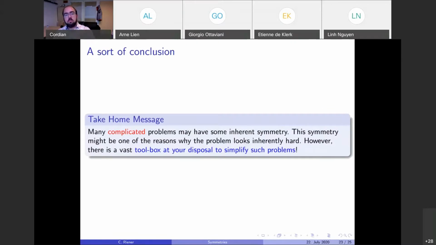Okay, so this might have been just a taste of something, but I think it gives a nice example for the second take-home message that I want to give you as a conclusion of this whole series of three talks. And this is that many complicated problems have inherent symmetry, like this beautiful picture that I showed. And in fact, this is maybe just a philosophical belief now, but this symmetry might be one of the reasons why the problem looks inherently hard.